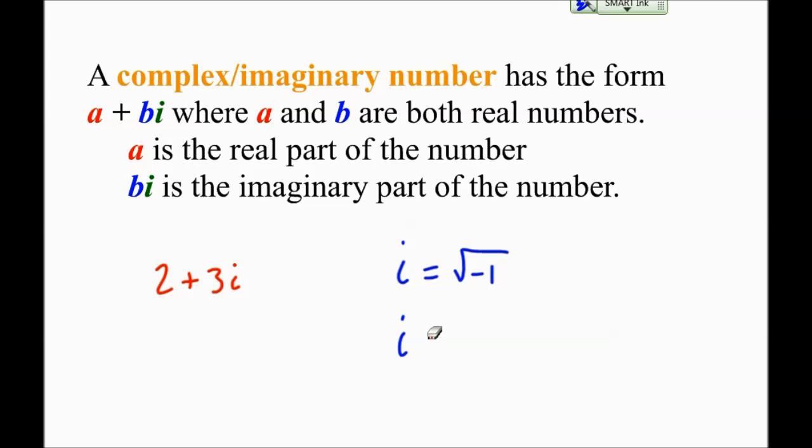Another interesting property about i is that i squared equals -1. Both of these are important to understand about i, and i leads to these complex numbers. First of all, a is the real part of the number, so here this 2 is what is called the real part. And bi is the imaginary part, and that would be 3i in this case.